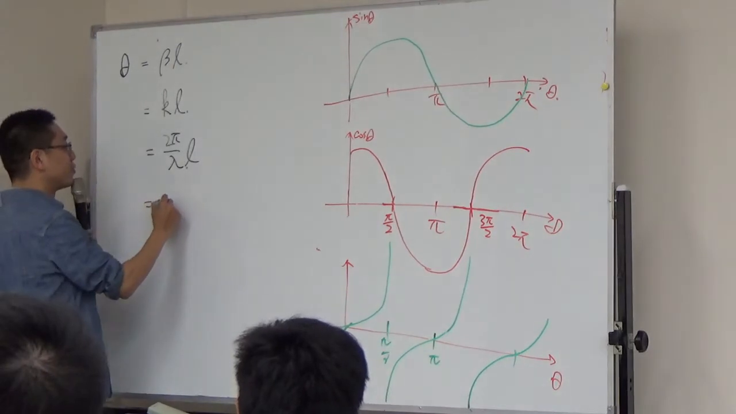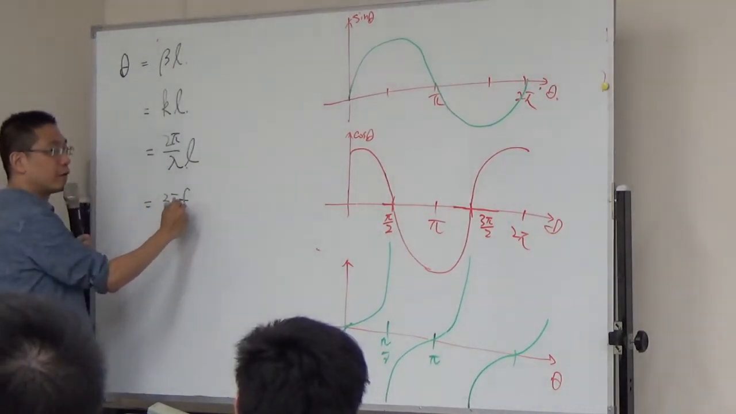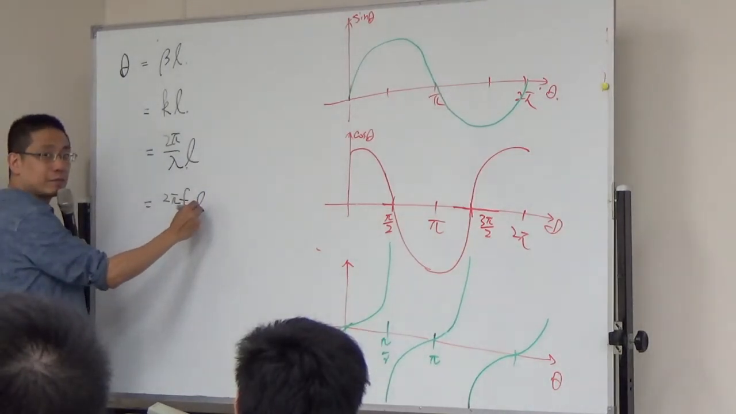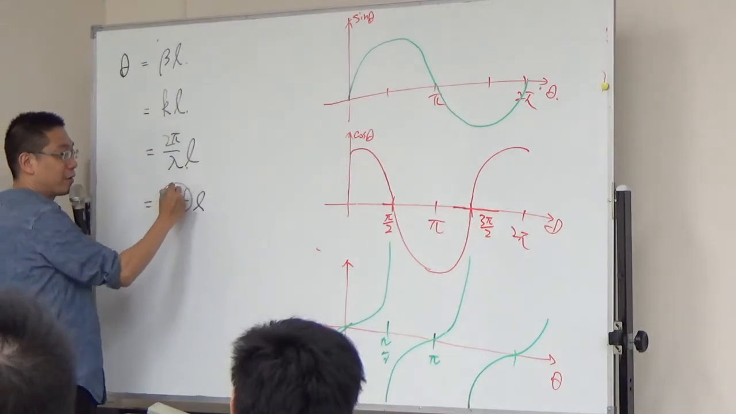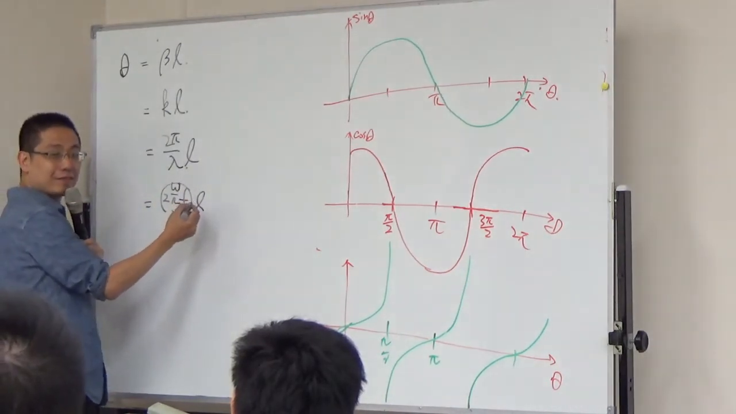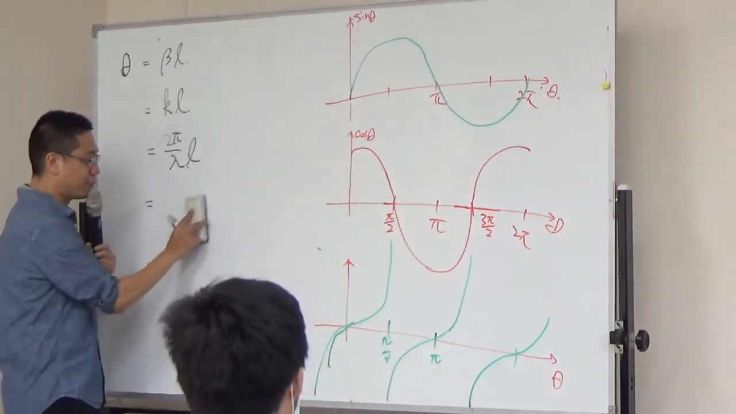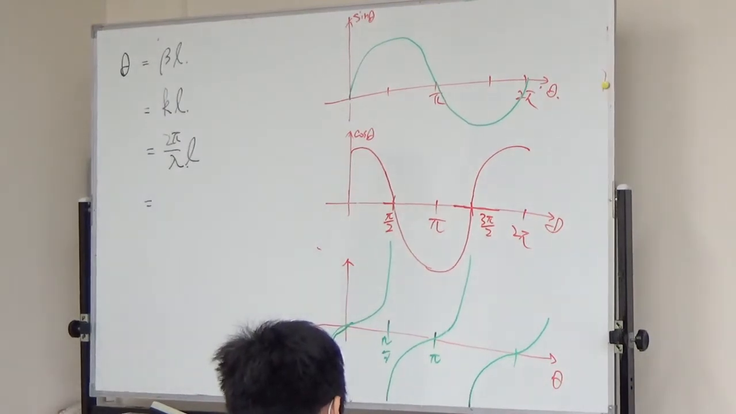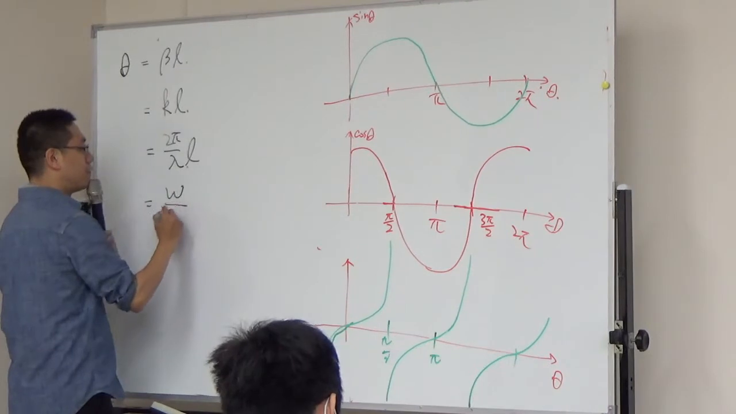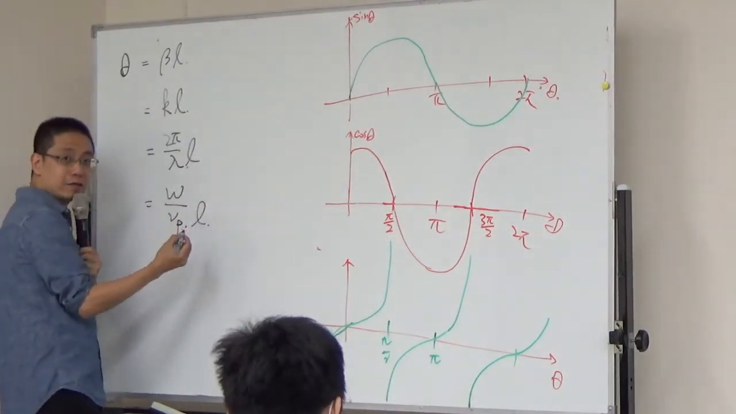What? 2 pi f? This is beta? You sure? This is omega. You need to think more carefully. Anyone? Omega over Vp times L. Yes, that's correct.